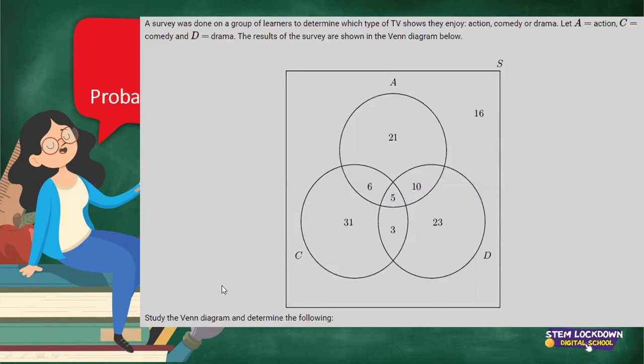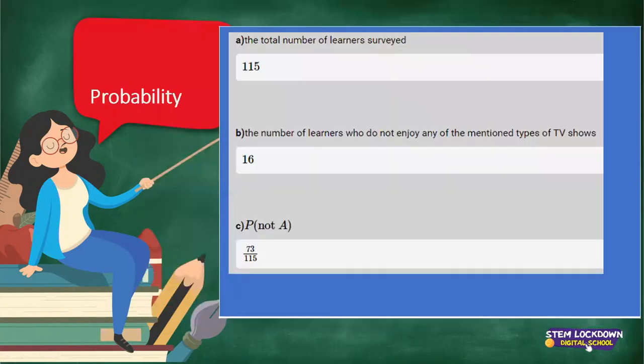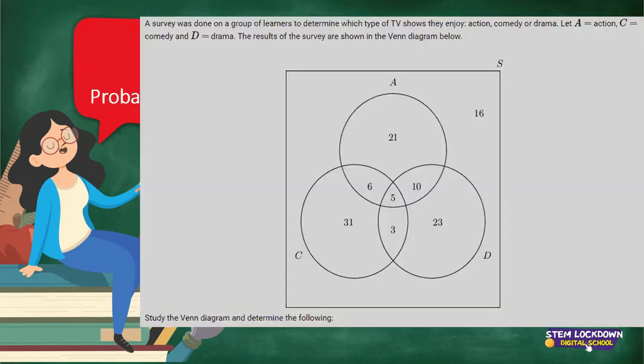So the question now is, how many learners were surveyed? To find how many learners were surveyed, what do we do? We add all the numbers together: 21, 31, 23, 6, 10, 3, 5, 16. That will give you the number of learners surveyed. When you do that, you get 115. So 115 learners were surveyed.